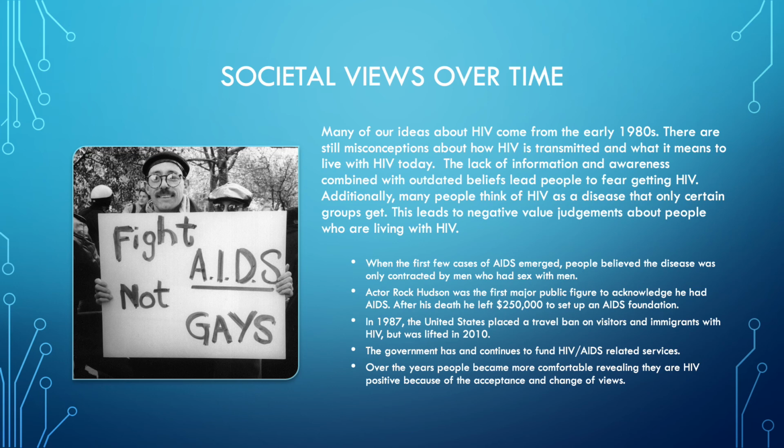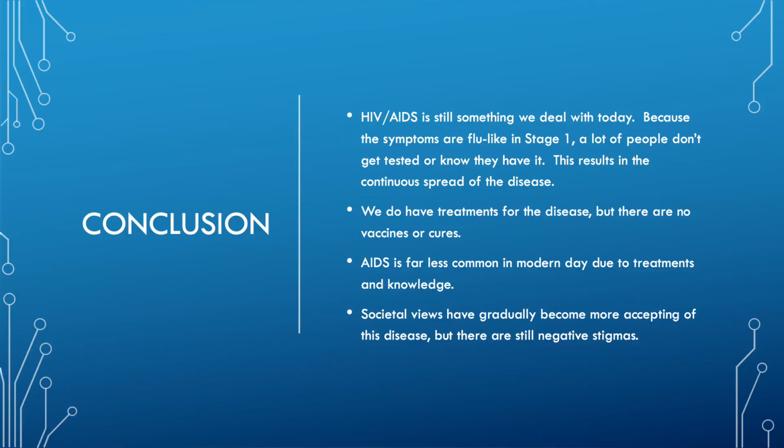Over the years, people have become more comfortable revealing they are HIV positive because of the acceptance and change of views. In conclusion, HIV and AIDS is still something we deal with today. Because the symptoms are flu-like in stage 1, a lot of people don't get tested or know they have it. This results in the continuous spread of the disease. We do have treatment for the disease, but there are no vaccines or cures. AIDS is far less common in modern day due to treatments and knowledge. Societal views have gradually become more accepting of this disease, but there are still negative stigmas.